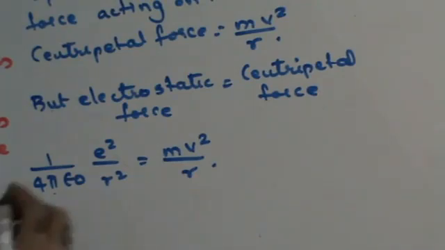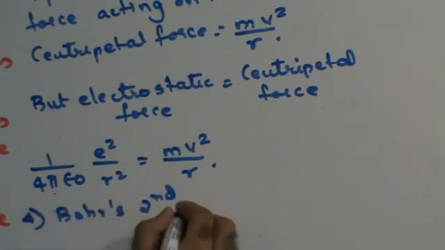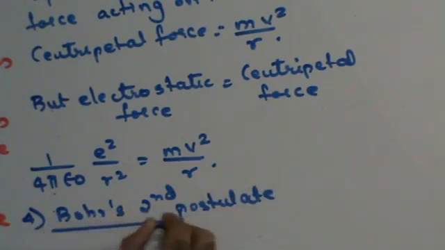Next, let's see Bohr's second postulate. It says that an electron can revolve without radiating energy only in those orbits for which the angular momentum of the electron is equal to the integral multiple of h by 2 pi.